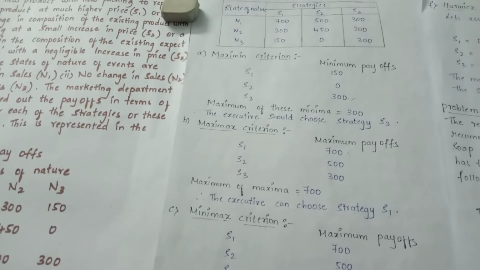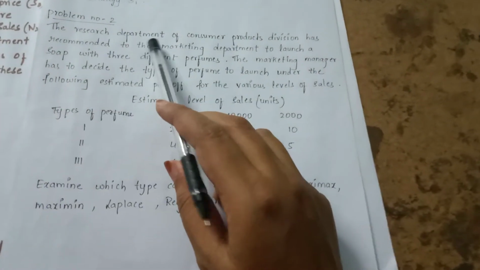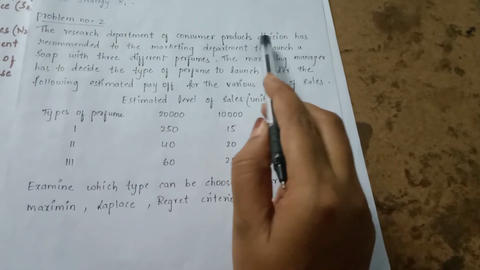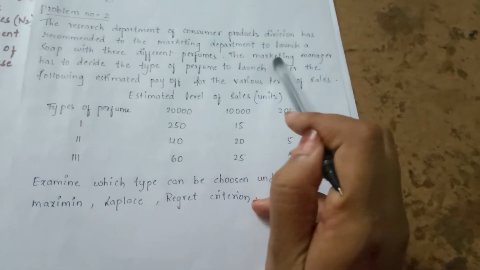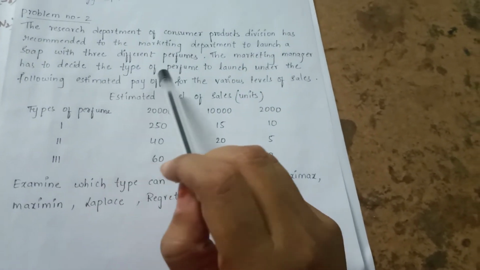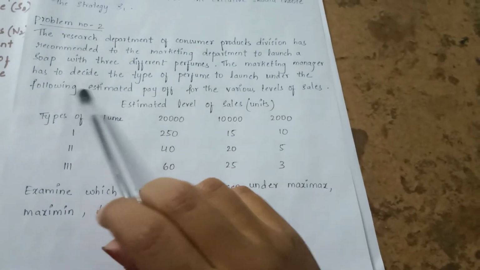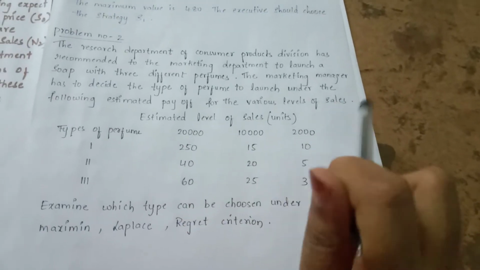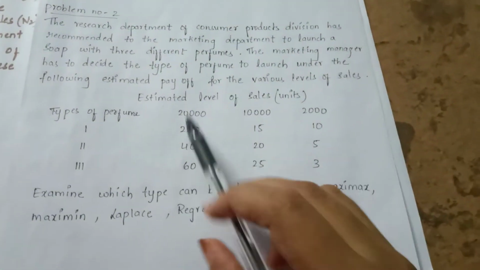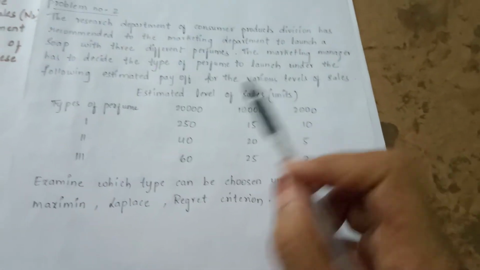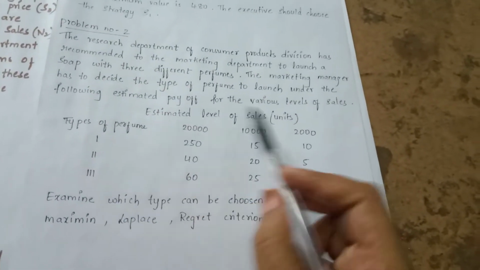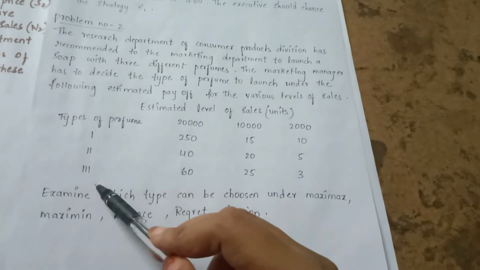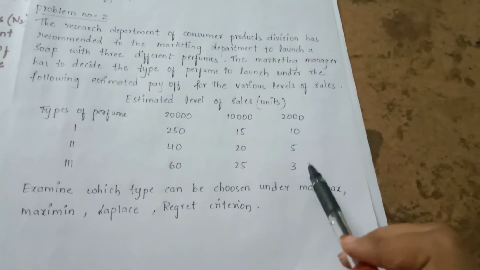Okay, this is problem number 2, students. The research department of the consumer products division has recommended to the marketing department to launch a soap with 3 different perfumes. The marketing manager has to decide the type of perfume to launch under the following estimated payoffs for the various levels of sales. The estimated levels of sales are given in units, that is 20,000, 10,000 and 2,000, and the types of perfumes to be used are perfume 1, 2 and 3. Okay, this is the expected payoff.